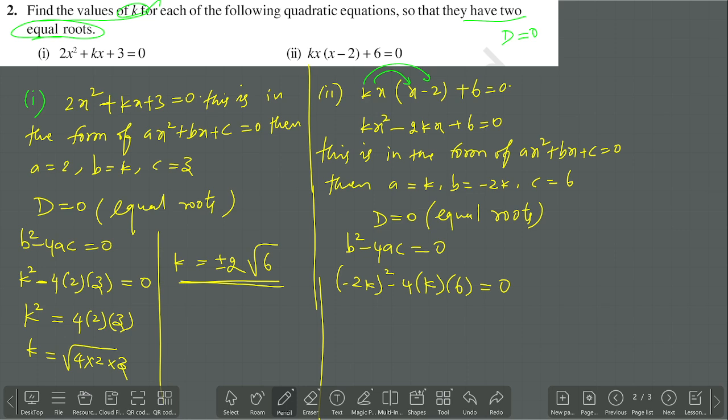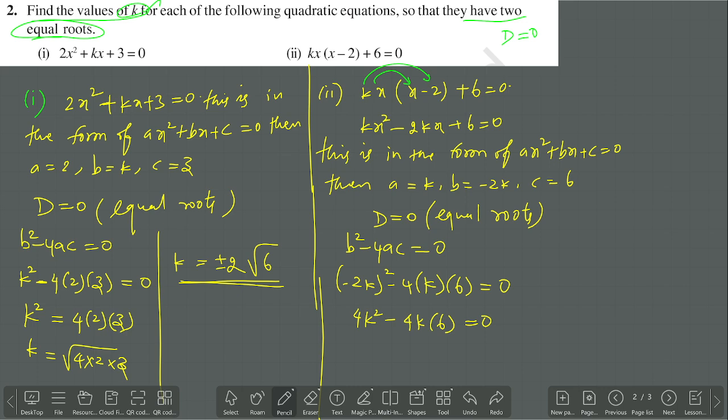Apply the power here. What am I getting when I apply that? Plus 4k square. When you square a negative, it will become a positive. Am I right? Right. And here, minus 4k into 6 equal to 0. Am I right? If you want, you can write 24.